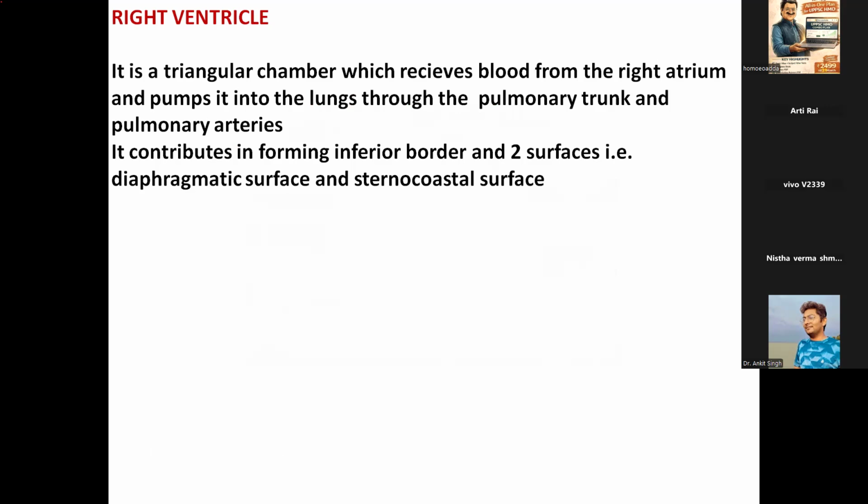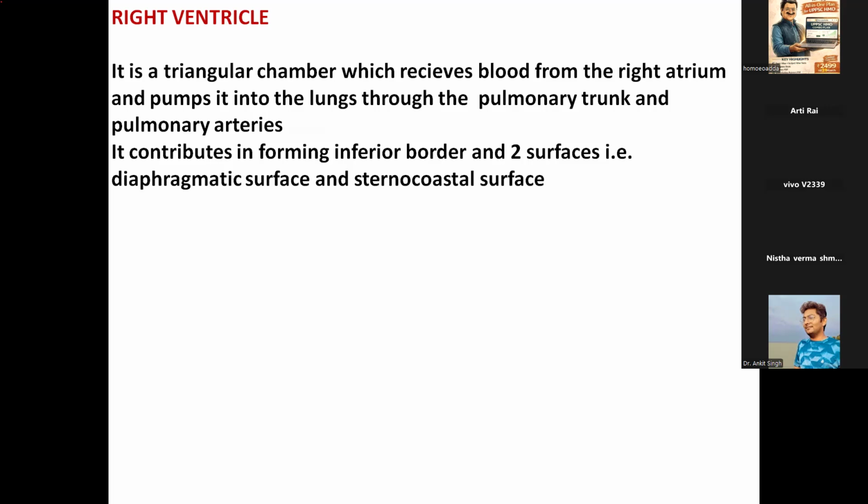Now we take the second chamber, the right ventricle. It is a triangular chamber which receives blood from the right atrium and pumps it into the lungs through the pulmonary trunk and the pulmonary arteries. So as you know, the right ventricle receives the blood from the right atrium, and from the right ventricle, the blood goes to the lungs via the pulmonary trunk and the pulmonary arteries.